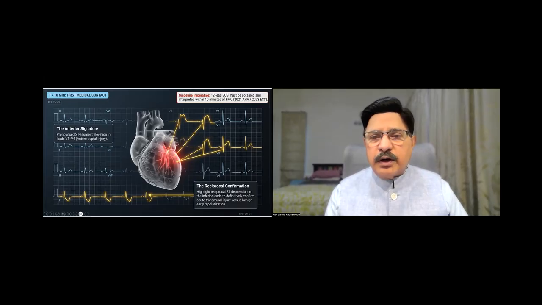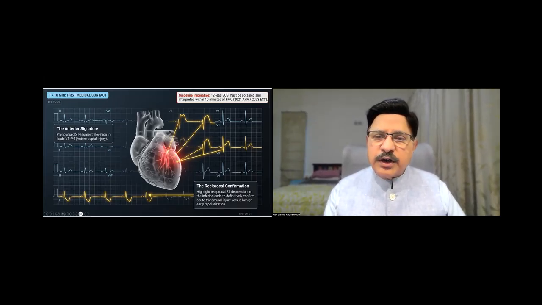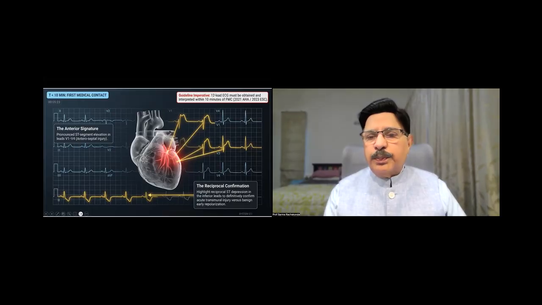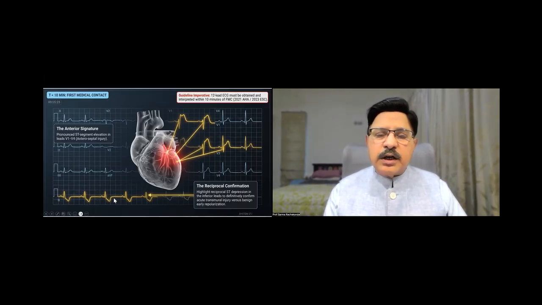Whenever we see myocardial infarction, we will see the culprit vessel leads V1, V2, V3, V4 show ST segment elevation with coving and upsloping. And there will be reciprocal changes in the opposite leads. What are the opposite leads for the anterior wall?